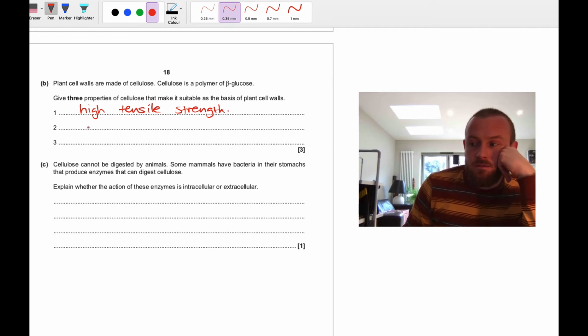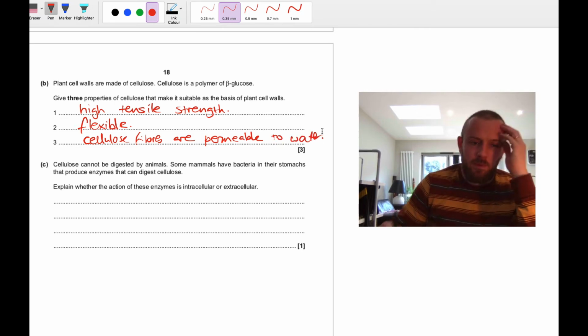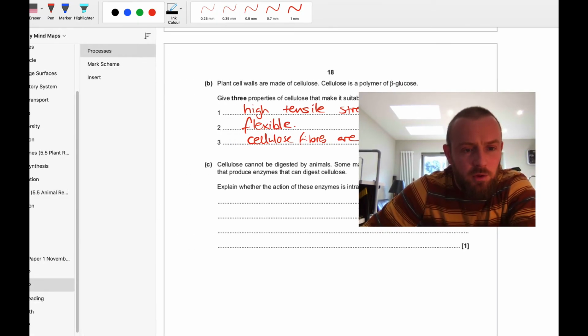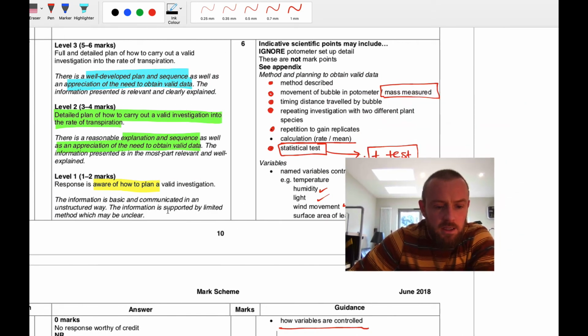Gosh, I'm struggling on this one. It's somewhat flexible, is it? And cellulose fibers are permeable to water, so water can pass through the cell wall. Let's check the mark scheme now. I'm not sure if I've got those 100% correct.